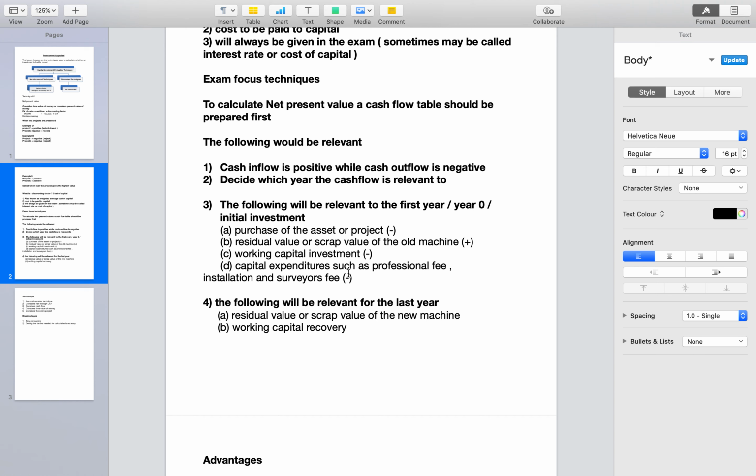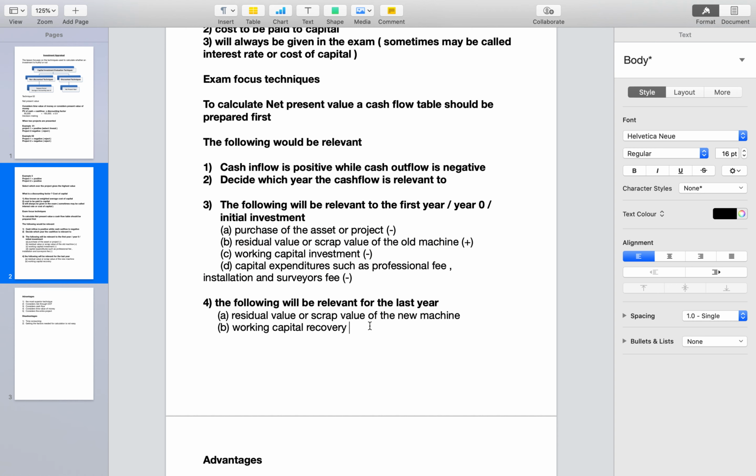Right, and also guys, if you find any installation fees, professional fees, or surveyor's fee, make sure you mark that under year zero as a negative figure. Then in each question you may have things like operating expenses, sales, purchases, that you should decide from the given question how much and for which year. But these are some factors which are common to each and every paper, so I want you to memorize these transactions which are common.